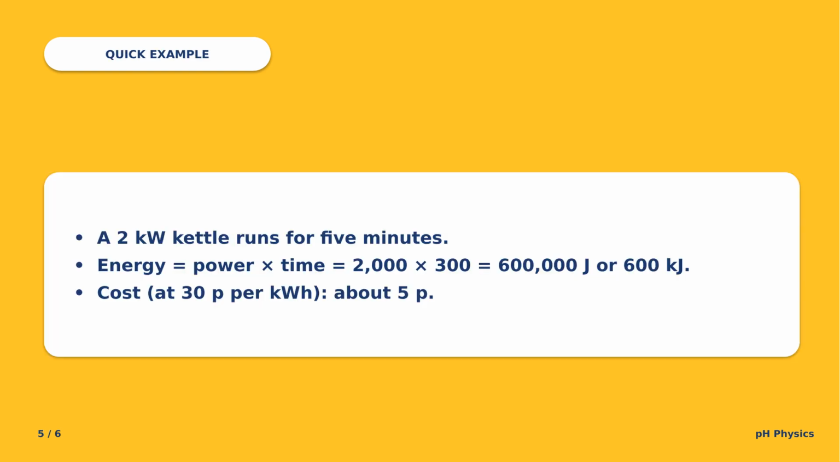Quick example. A 2 kilowatt kettle runs for 5 minutes. Energy is power times time. 2000 times 300 equals 600,000 joules, or 600 kilojoules. Cost at 30p per kilowatt hour, about 5p. Multiply small things by big things and the kettle bill mounts up.